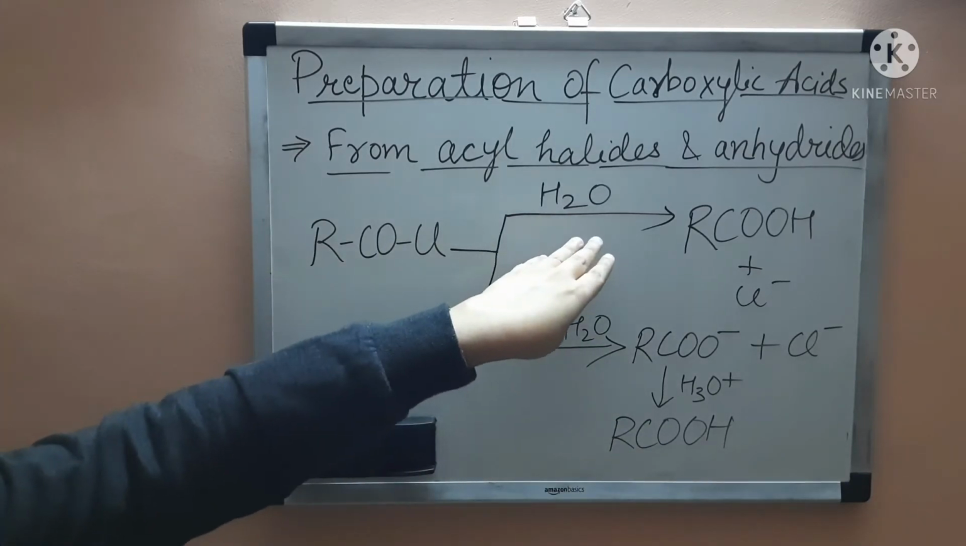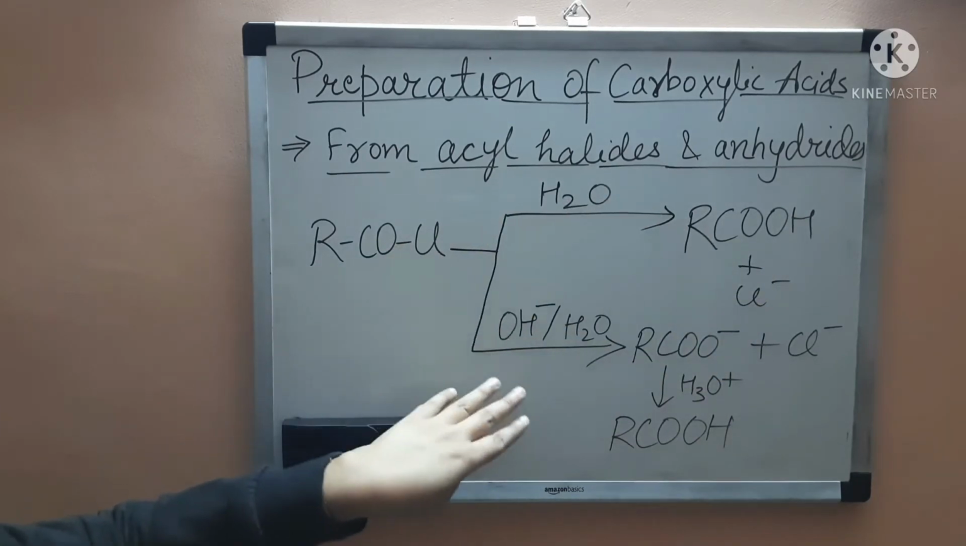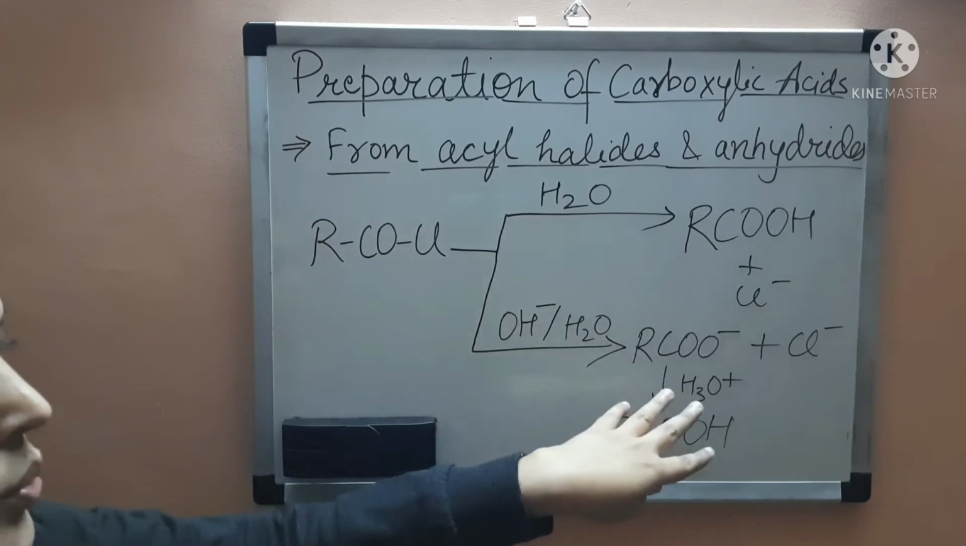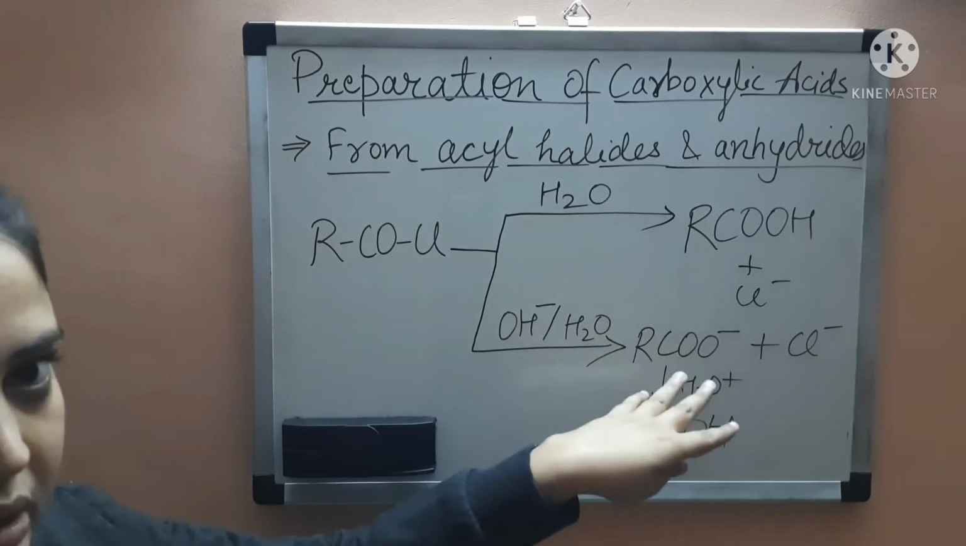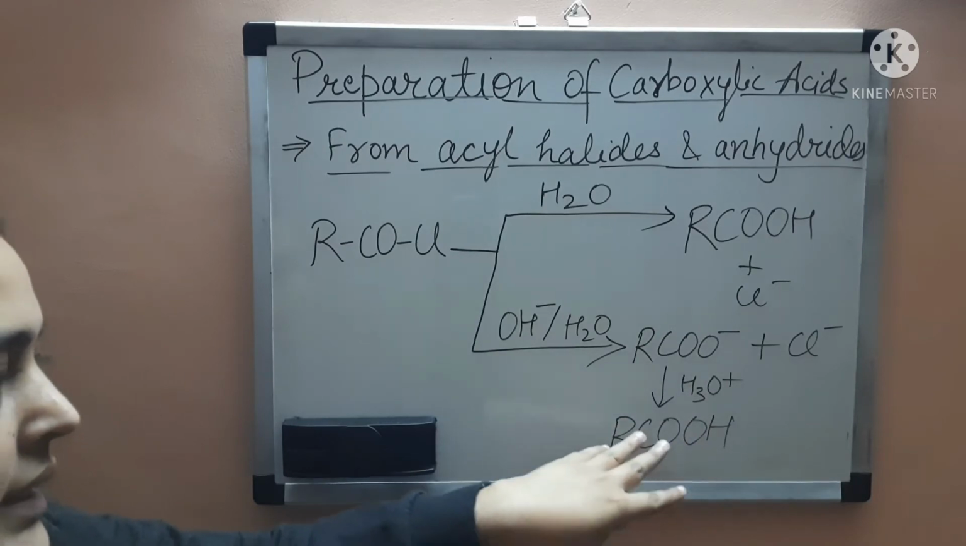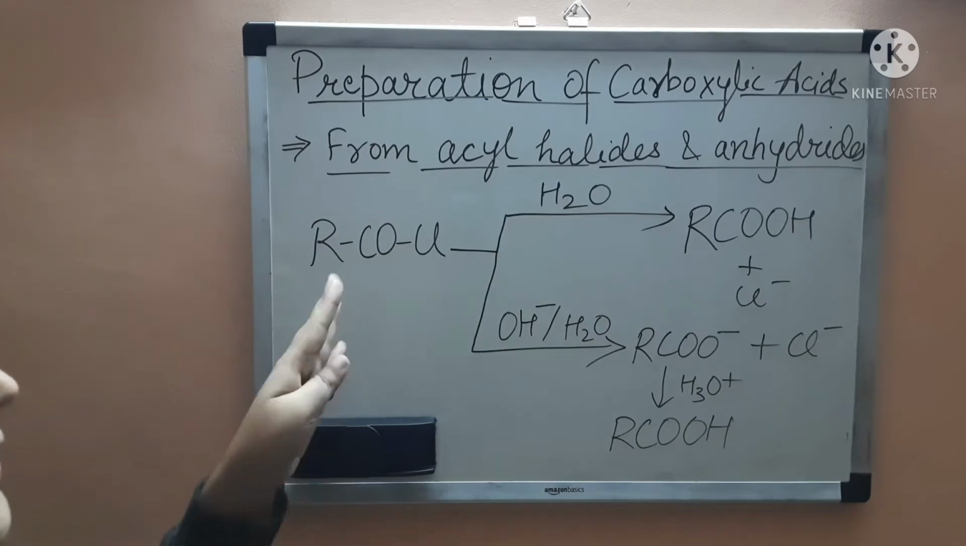First is simply hydrolyze with water to get carboxylic acid, and second is hydrolyze acid chloride with aqueous base. And you will first get your carboxylate ion, then add acid, and you will get your carboxylic acid. So this is how we produce carboxylic acid from acyl halide.